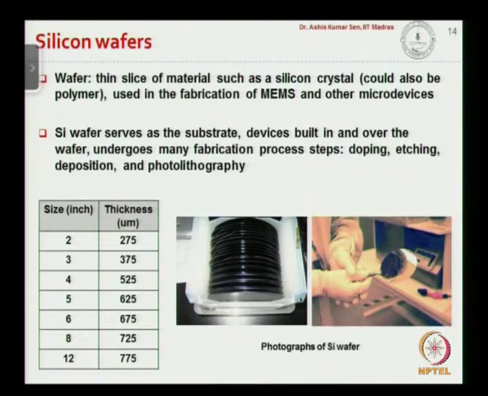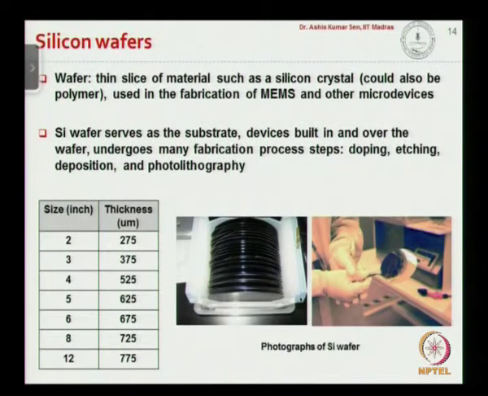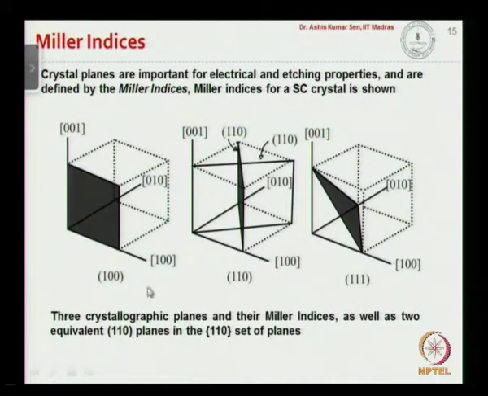So let us talk about the silicon wafers. By wafer we mean a thin slice of material. So silicon wafers are thin slices of silicon crystal, and we can also use wafers of other materials like polymers, glass and ceramics. They are basically thin slices of material of specific size that we use to create micro devices. So the silicon wafer serves as the substrate.